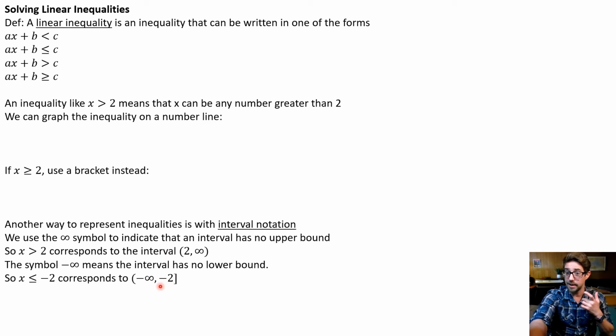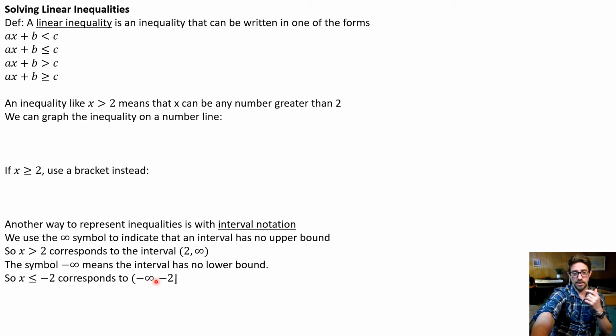I may ask you to write your answer on the test one way or the other, but know that if I ask you for interval notation, this is what I mean. And now that I'm thinking about it, I probably will. Okay, I'll ask you for interval notation, so I mean this. So make sure you remember what that is and that you dig how this corresponds with that. This and this mean the same exact thing.